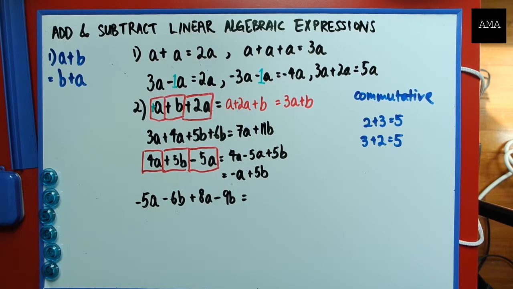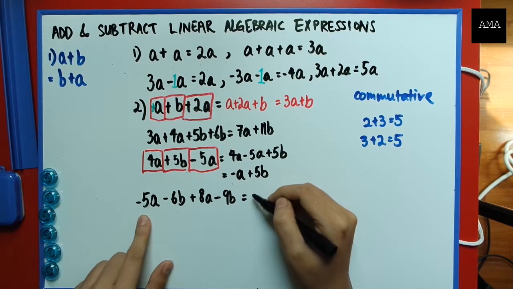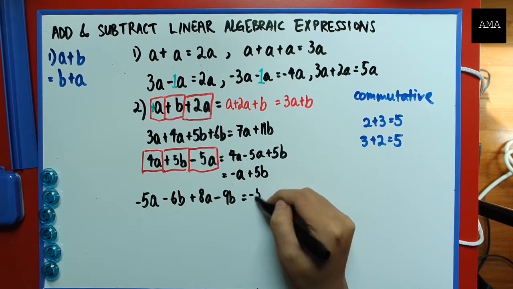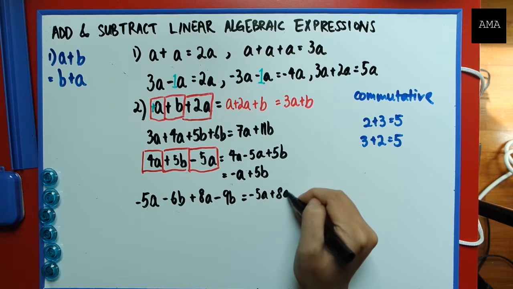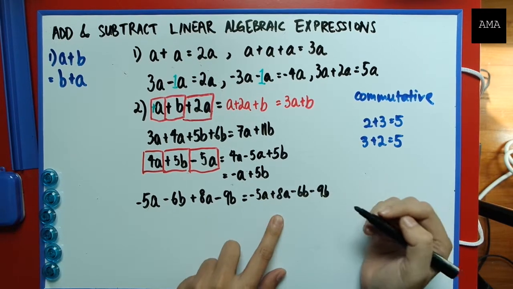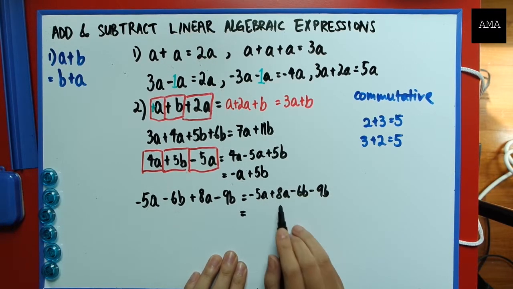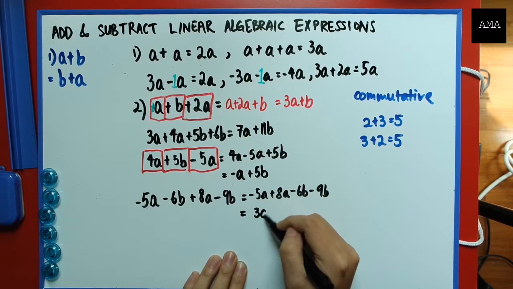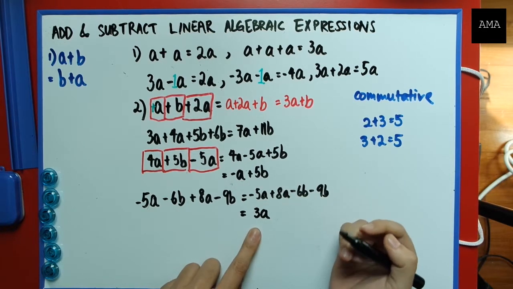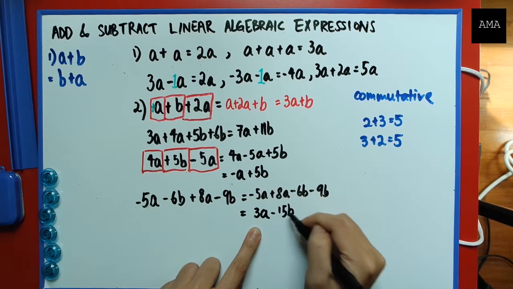Again, you can just cut it up, but I'm going to skip that step for now. Minus 5A plus 8A. I'll just do this step so it's clear to you. I shifted the A to one side, B to the other side. Minus 5 plus 8, you have to be good at this. It's 3A. Minus 6 minus 9 is minus 15B.